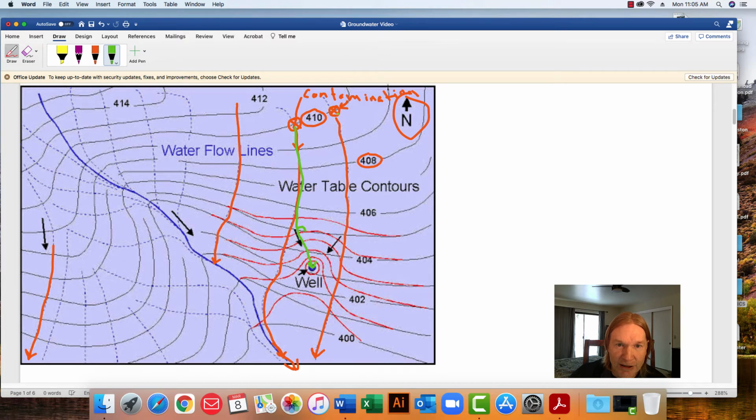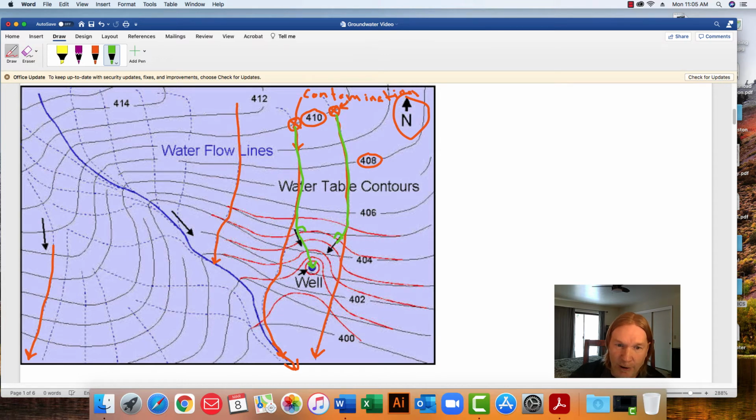And a contamination source over here is going to do the same thing. It's going to come right down. Everything's the same until we start to encounter the cone of depression, and it starts to turn. And again, right here, I have to intersect at 90 degrees, right?